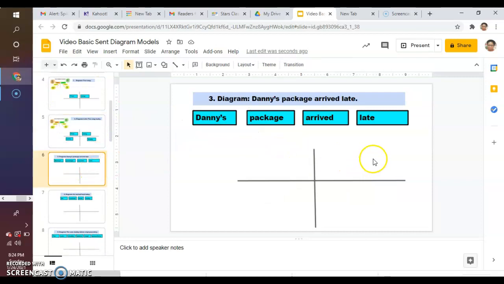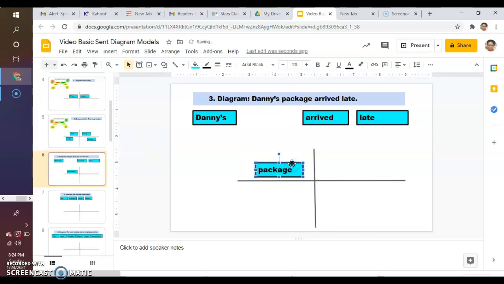All right, the same thing. Who or what is this sentence about? So Danny's package arrived late. It's tempting to say Danny, but when you think about it, did Danny arrive late? No, his package arrived late. So the sentence is about the package. So you'll put package here because that's the subject. Now, what did the package do? It arrived. So you'll put arrived in the verb slot. That means these two are modifiers.